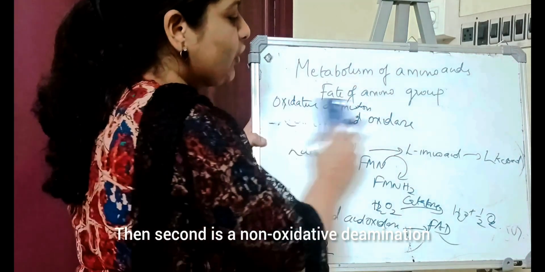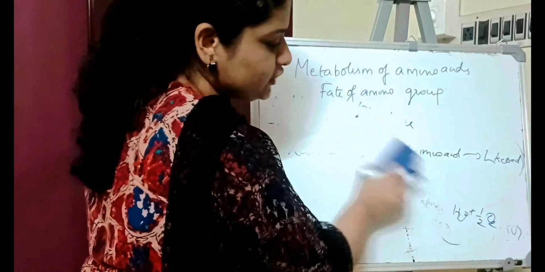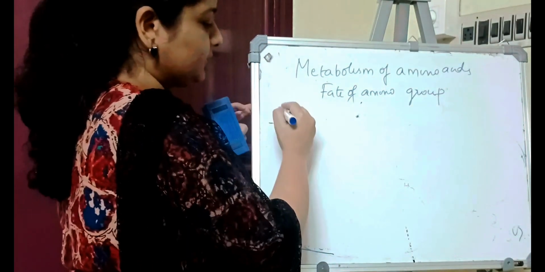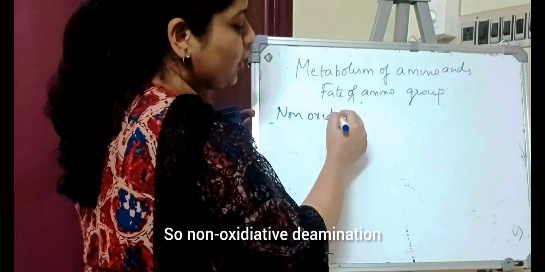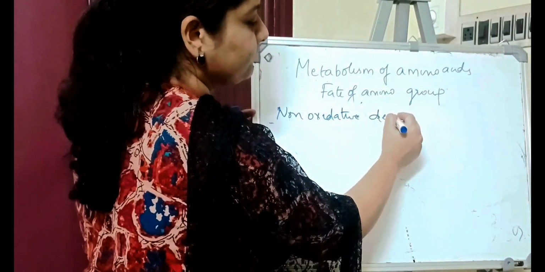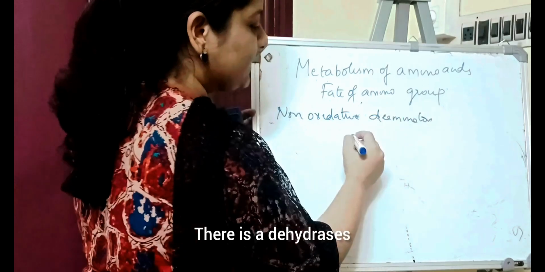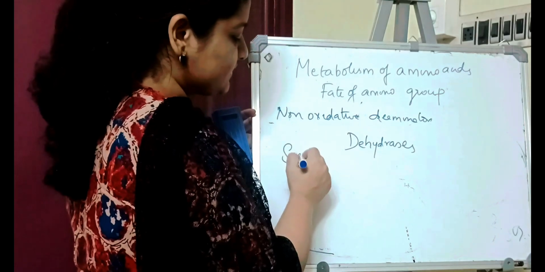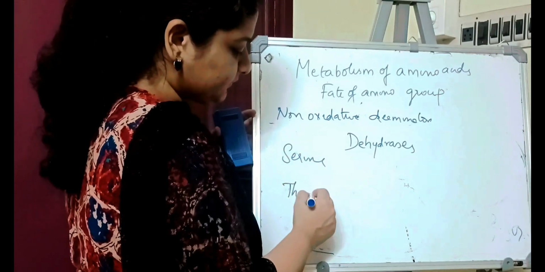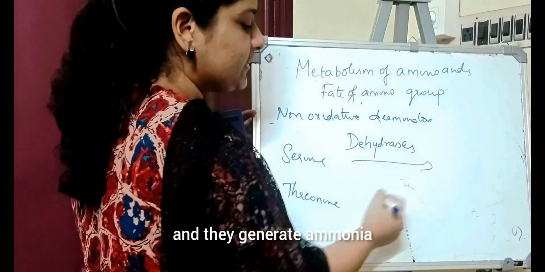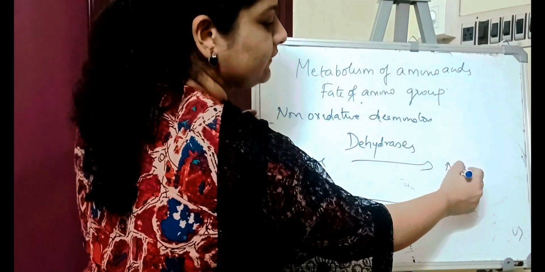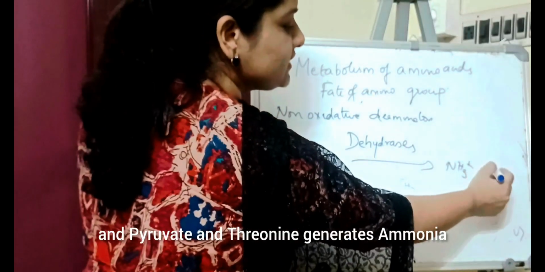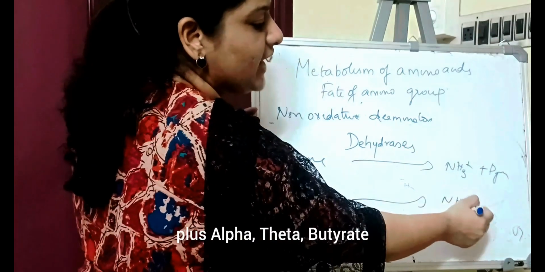Then the second is non-oxidative deamination. Non-oxidative deamination is mostly by the dehydratases. Dehydratases act on serine and threonine, and both of them generate ammonia. So serine generates ammonia and pyruvate, and threonine generates ammonia plus alpha-ketobutyrate.